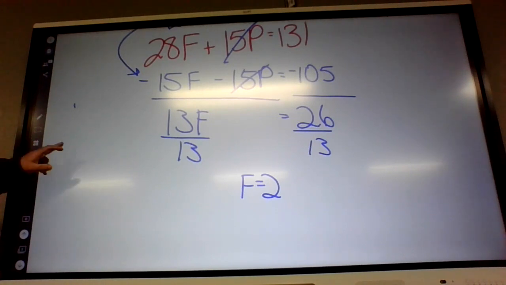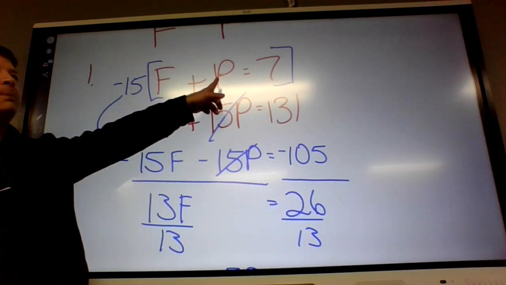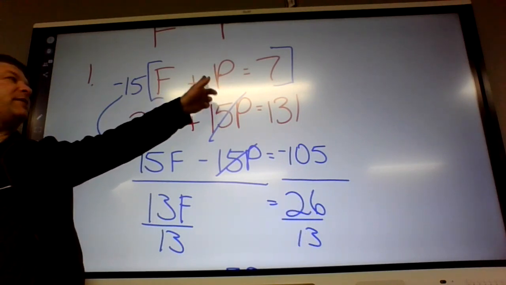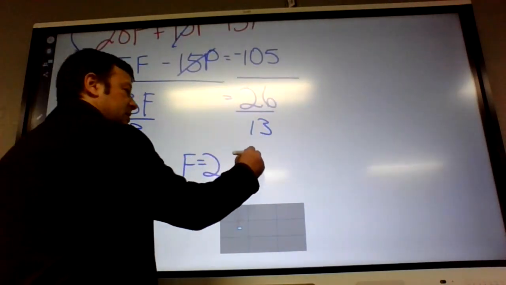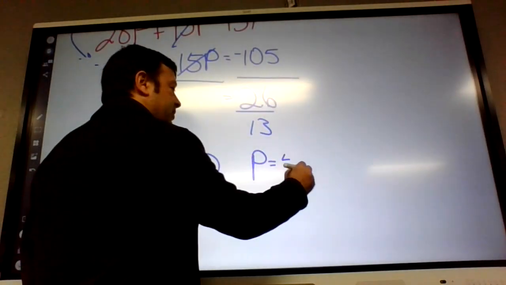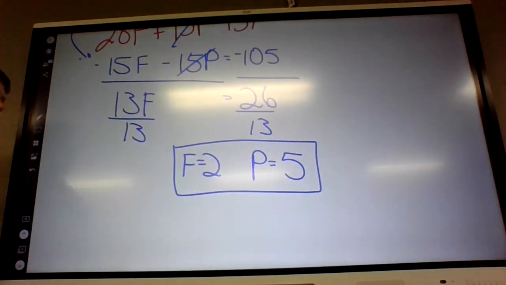She bought 2 fancy shirts, which means how many plain shirts must she have bought? 5. 2 plus 5 equals 7, right? Because it says she bought 7 shirts in total, so she must have bought 5 plain. All right, not too scary, right?